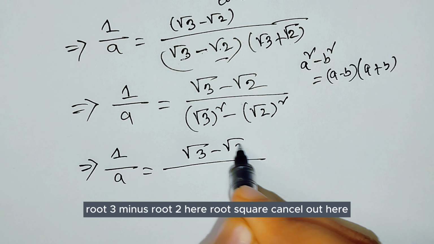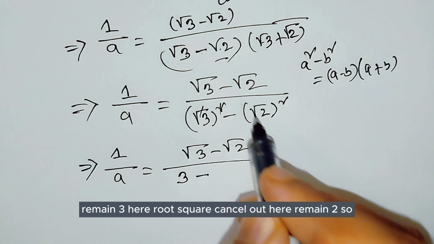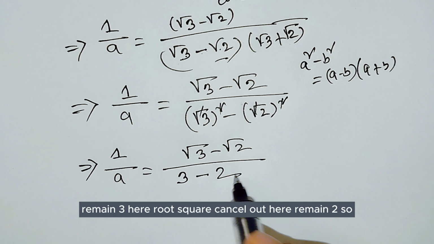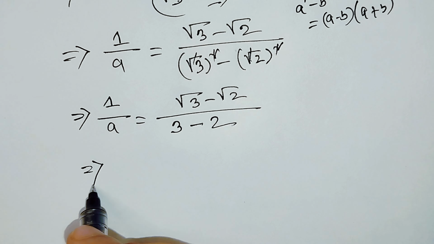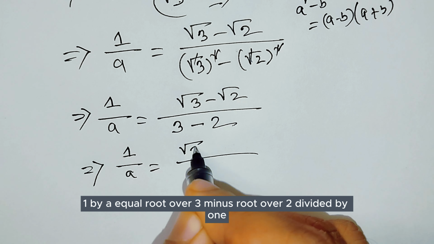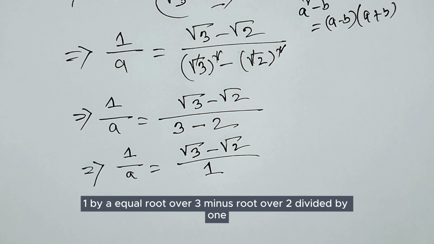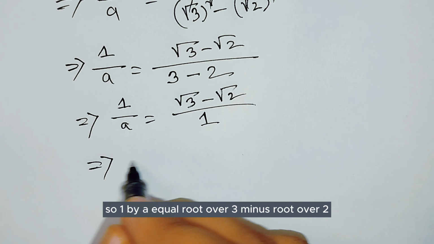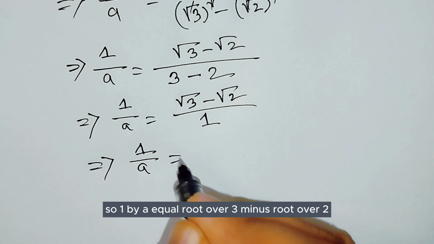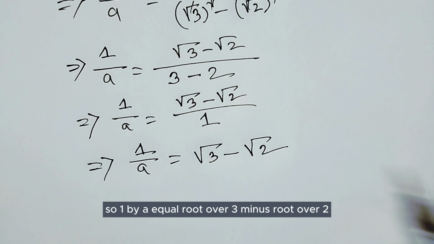The numerator is root 3 minus root 2. In the denominator, the root squares cancel out, leaving 3 minus 2. So 1 by a equals (root 3 minus root 2) divided by 1. So 1 by a equals root 3 minus root 2.